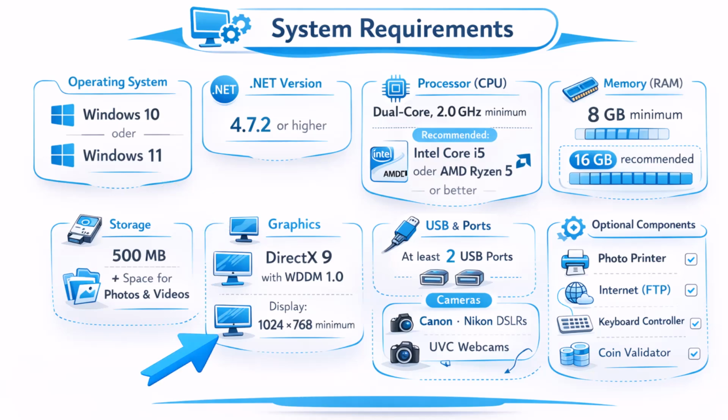Display, minimum 1024 by 768. At least 2 USB ports. Supported cameras include Canon and Nikon DSLRs and UVC webcams. Optional components include a photo printer, internet for FTP, a keyboard controller, and a coin validator.